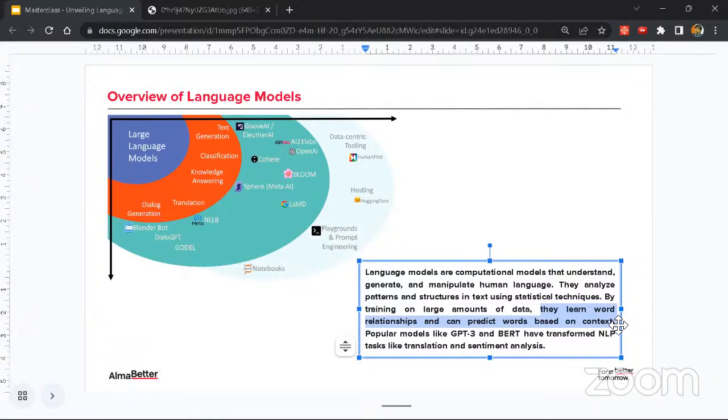We convert the sentence into individual words, and then we take each and every individual word and encode those words into a sequence of numbers.